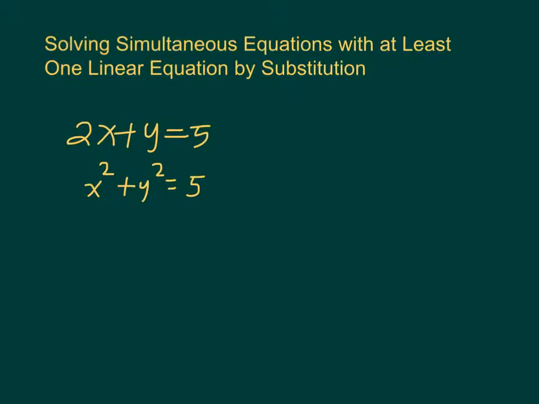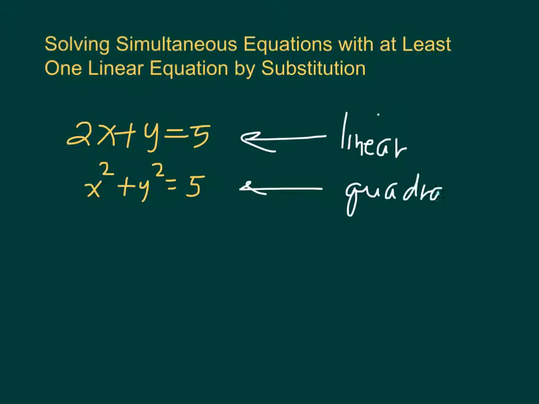So as we can see, the first equation is a linear equation and the second equation is a quadratic equation. So we have one linear and one quadratic equation. So how do we proceed? The best way to attack these simultaneous equations is to work on the linear equation first and try to isolate either x or y.